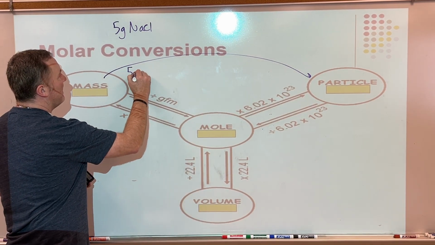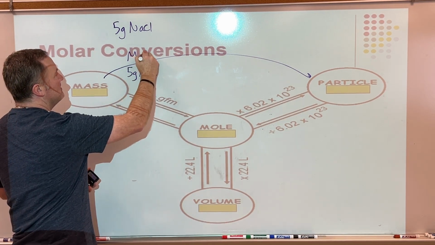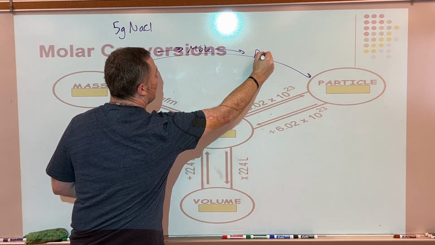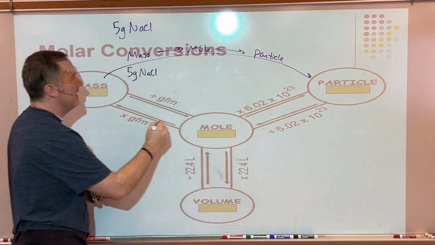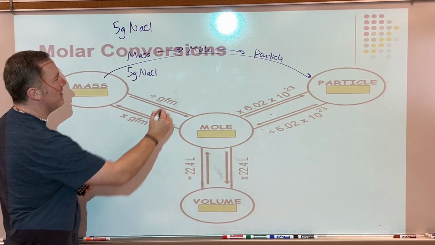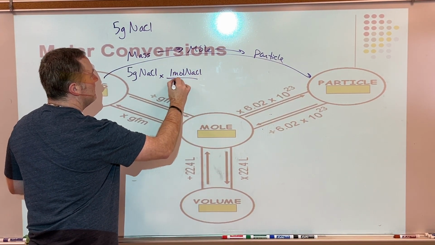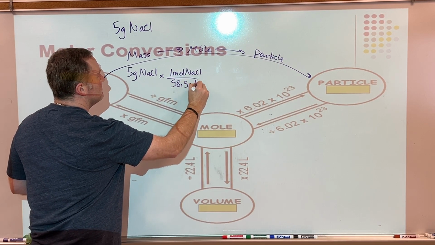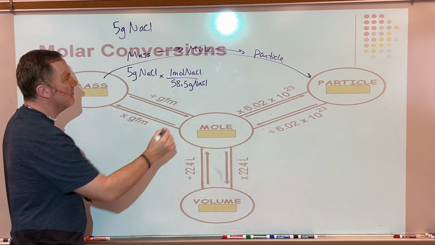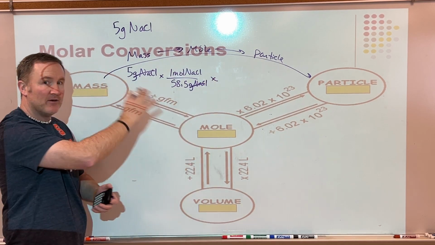So I know if I have 5 grams of salt, that's going to be the mass. So we have mass. Obviously, we got to go to the mole. And then finally, we can go to particle. In order to get from mass into moles, we're going to divide by our gram formula mass. I know that 1 mole of salt is 58.5 grams of salt. That's what we did in the previous example. So now I know my grams of salt cancel. That converts me into the mole.